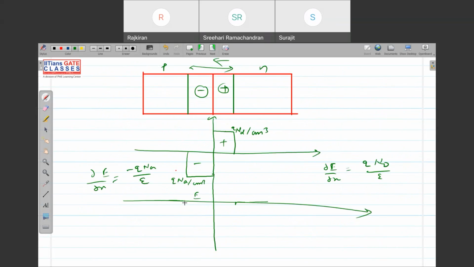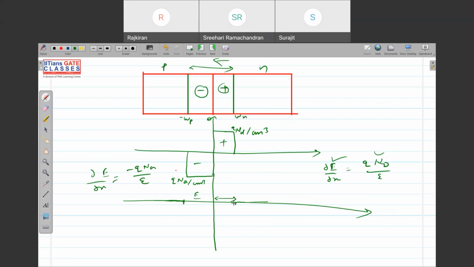So we know the electric field is 0 in the neutral region, right? And inside this region, from 0 to Wn, okay, this is Wn, and this is minus Wp, I can write like this. From 0 to Wn it has a positive slope, dE by dx is positive.